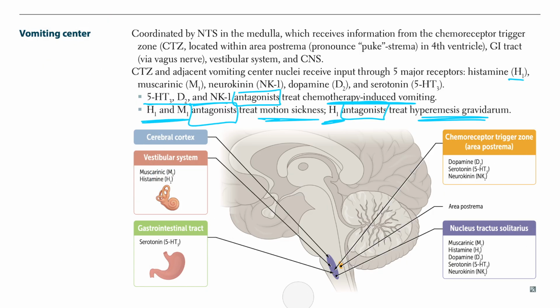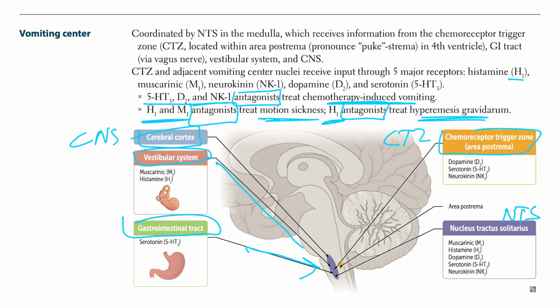So let's look at this picture and then see what the drugs are. In this picture, you have the cerebral cortex, which is CNS, sending signal to NTS, which is the nucleus tractus solitarius. The vestibular system is also sending direct signal to the NTS. GI is sending direct signal to NTS, right? The chemoreceptor trigger zone, CTZ, is also sending direct signal to the NTS, right?